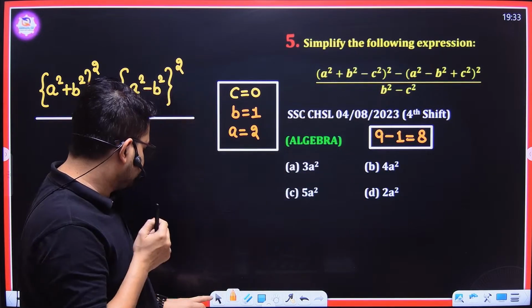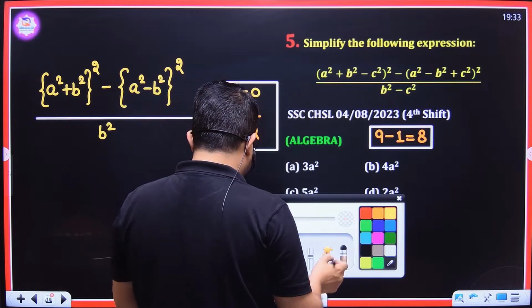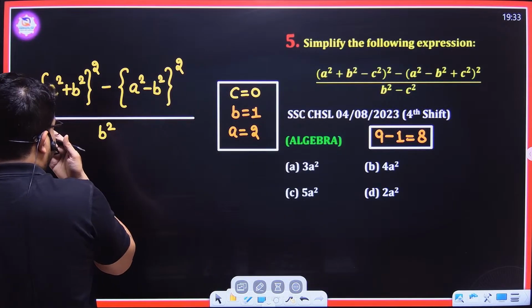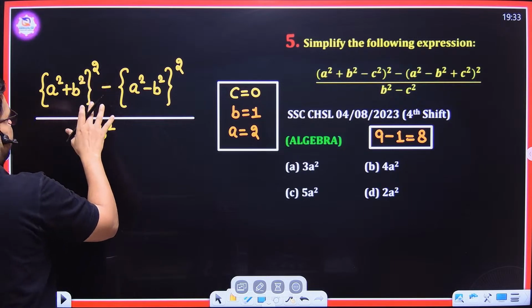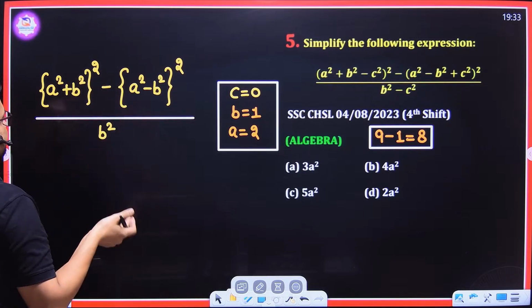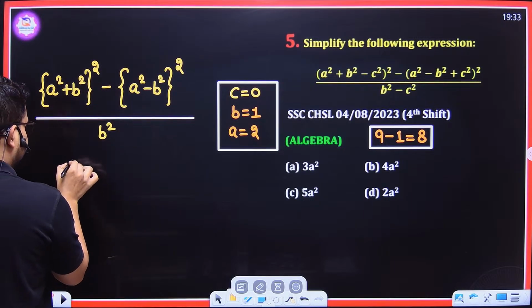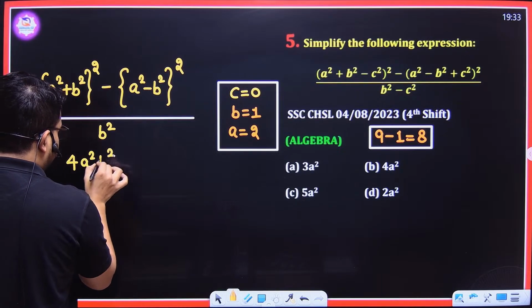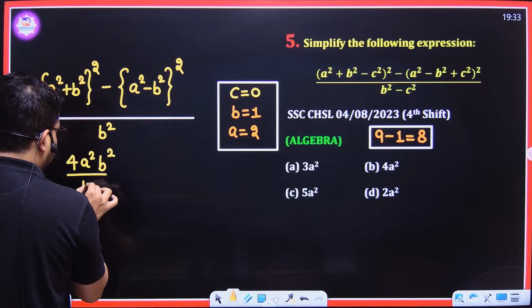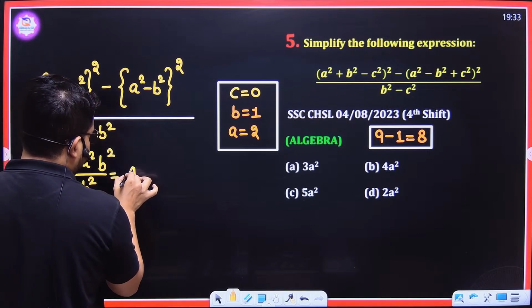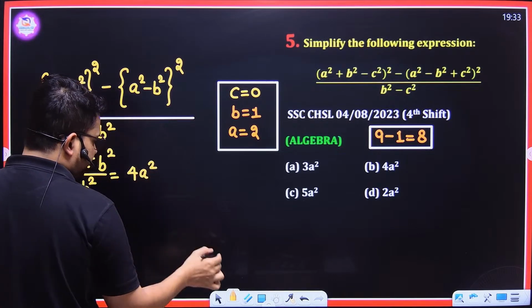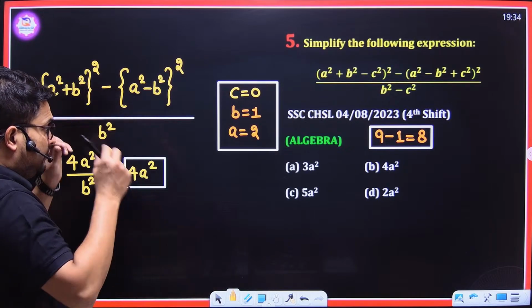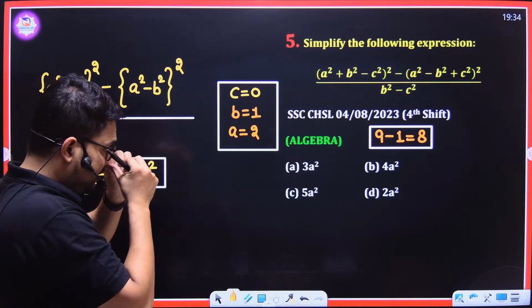8. If I do this question by the basic method, in algebra we have an identity: (a plus b) whole square minus (a minus b) whole square is equal to 4ab. So 4 times a square b square upon b square. Then my answer is what? 4 times a square. 4 times a square is the correct answer. But by putting these values, why is this question not giving us our answer?